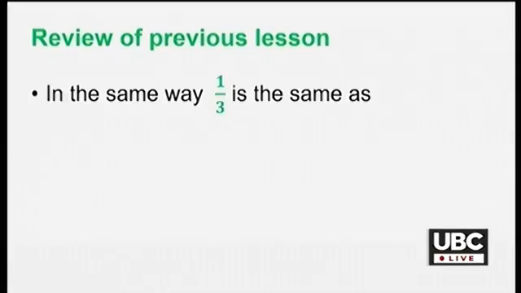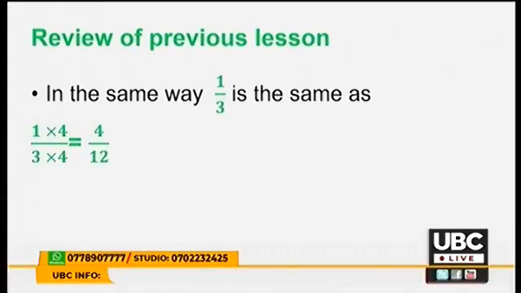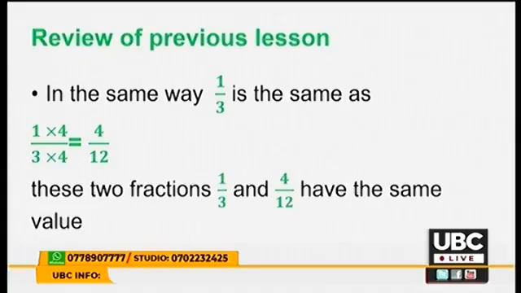In the same way, a third is the same as 1 times 4 as numerator and 3 times 4 as the denominator, which gives us 4 out of 12. So these two fractions, a third and 4/12, or 1 out of 3 and 4 out of 12, have the same value.